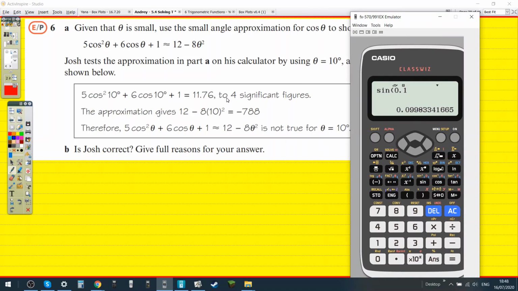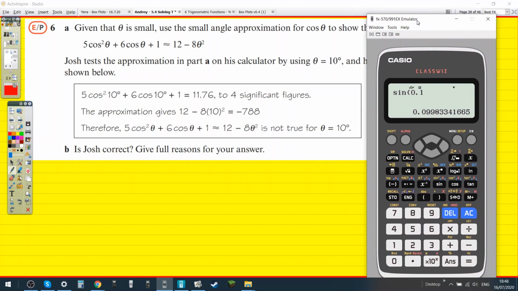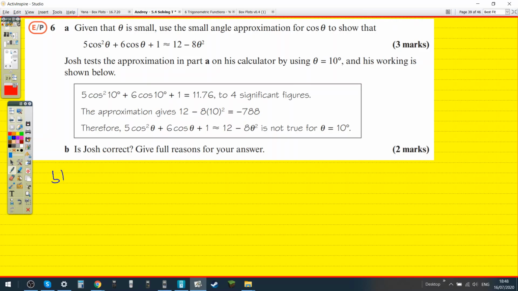So he did it for 10. He got 2 very different answers, and he said, therefore, this approximation is not true for theta equal to 10. Is he correct? He is correct. Give full reasons for your answer. He's correct because 10 isn't considered a small enough number to sub in. I'd say he's correct.